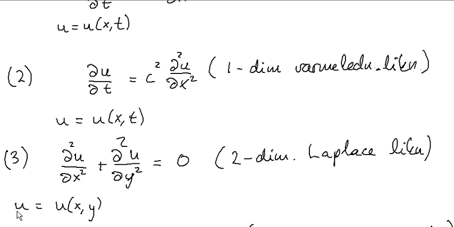Third example is the two-dimensional Laplace equation, a typical problem for heat transfer, stationary heat transfer, for example. And in this case, we have a solution which is dependent only on the two spatial coordinates. In two dimensions, it's x and y. And in this equation, on the left side, we have the Laplacian. That is the second derivative of u with respect to x plus the second derivative of u with respect to y.